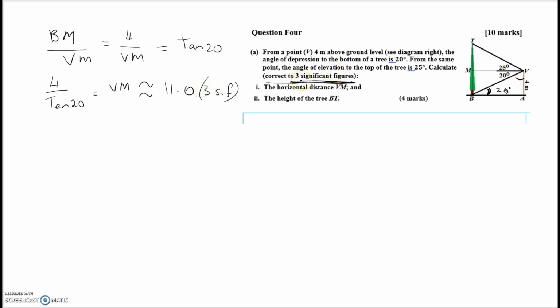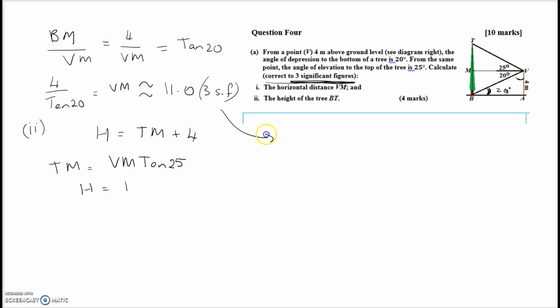Just watch that. Now part 2 says find the height of the tree BT. Okay, the height of the tree is going to be TM plus 4. Okay, TM is going to be the same as VM times tan 25. Okay, so H then is going to be 10 VM. Now just be careful, we need it as its accurate one.